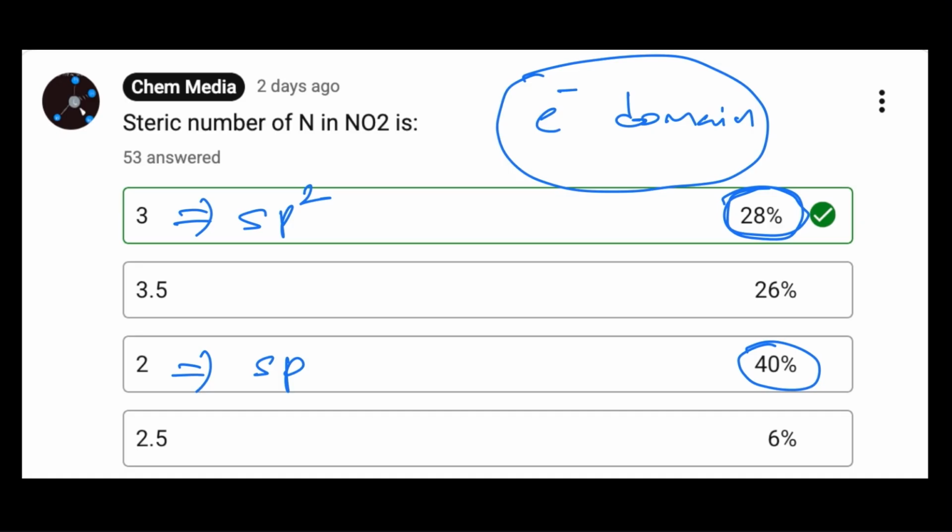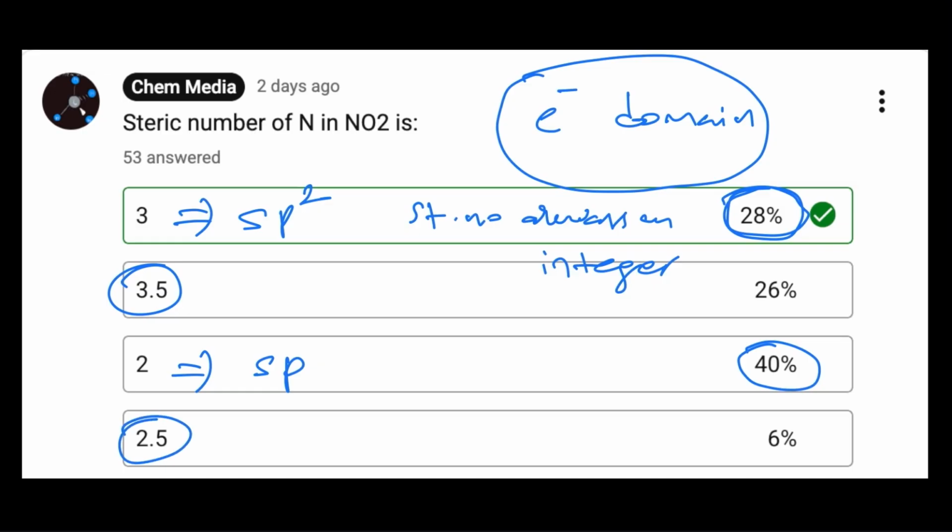We don't say electron domain because if we say electron domain, then sometimes students do think about the entire thing, so they count the pi bonds too. That's how many of them pick 3.5 as the answer. Keep it in mind that steric number has to be an integer. So if the steric number is 3, then the hybridization is sp2. If it is 2, then the hybridization has to be sp.